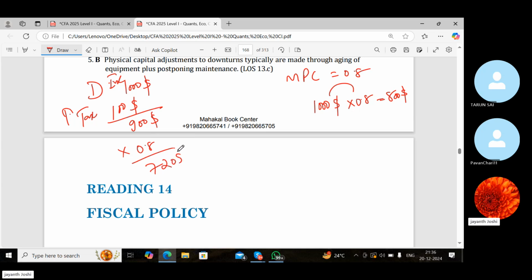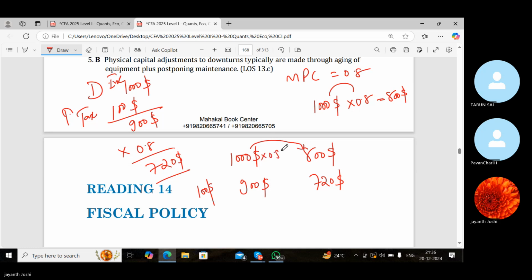So previously, with $1,000 of disposable income, the person was able to spend 80% of it. That is $800. Now with increase in taxes, the disposable income will decrease to $900. Now they can spend 80% of it. That will be $720. So what did you understand? Previously they were spending $800. Now they are spending $720. After the increase in tax of $100, the disposable income is $900. 80% of this has been spent. Now they are spending $720. So reduction in spending is how much? $80.